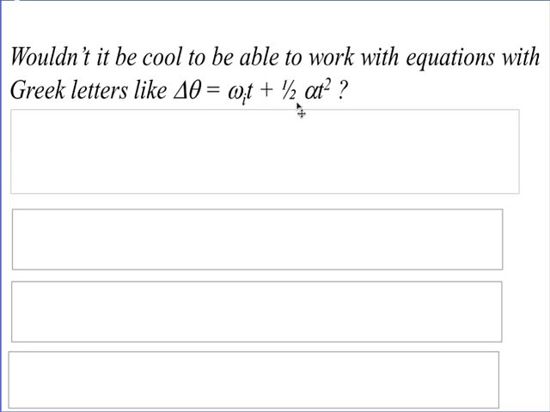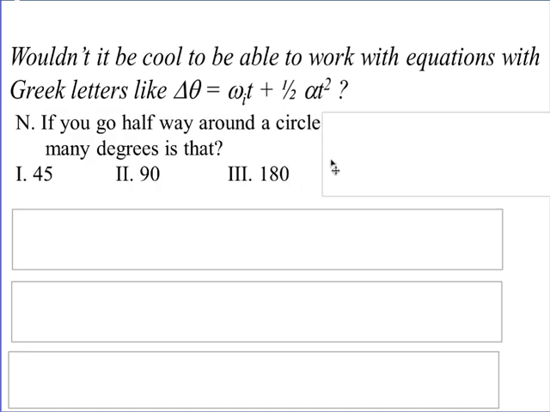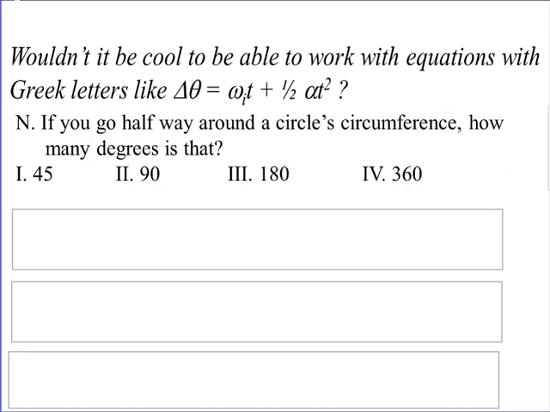Before we get into the cool equations, we need to develop some comfort with radians. And we're going to start with this question. If you go halfway around a circle circumference, how many degrees is that? And I need everybody to agree that the answer is 180 degrees.